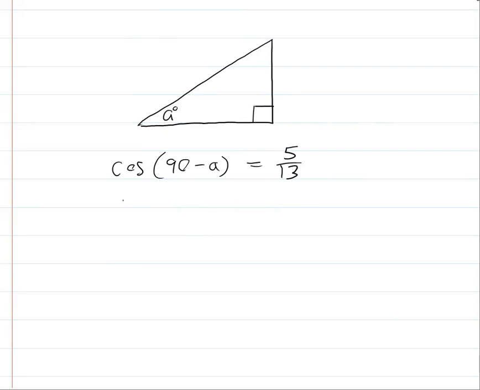But let's just say we have cos of 90 minus A equals 5/13. And the question is asking, what is the tan of A degrees? Okay, so we're going through a step-by-step process.